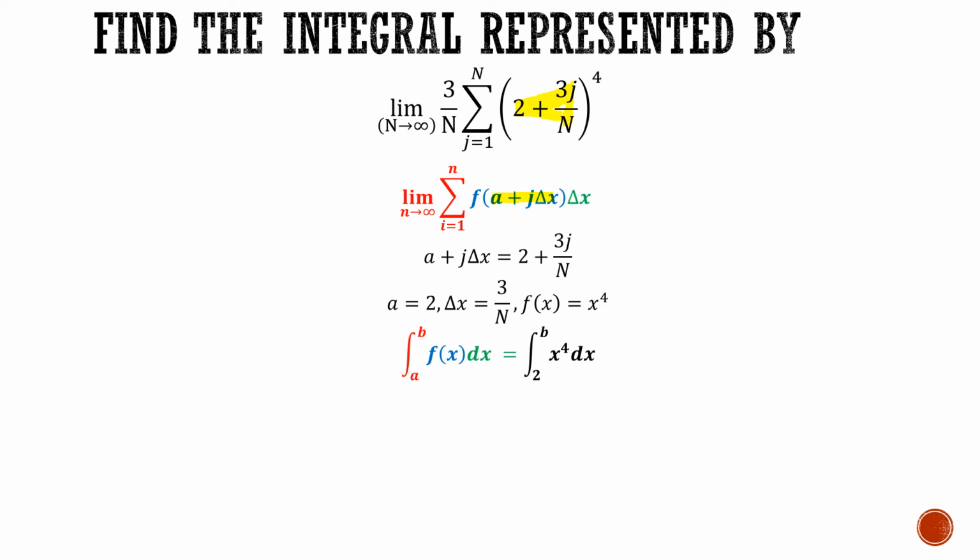Now, plugging that into the integral part of my formula, I have the integral from a to b of f of x dx. I know a is 2, so I have the integral from 2 to b of x to the fourth dx. So again, all I have to do is find my b value, so I'm going to use my delta x formula. I know delta x equals b minus a over n, but a is 2, so b minus 2 over n. And from earlier, we figured out that delta x had to be 3 over n. So now I can set up an equation: b minus 2 has to equal 3. In other words, b has to be 5. So writing my final integral, I get the integral from 2 to 5 of x to the fourth dx.